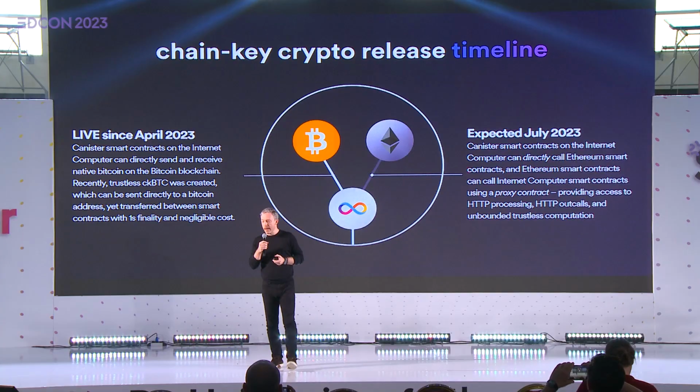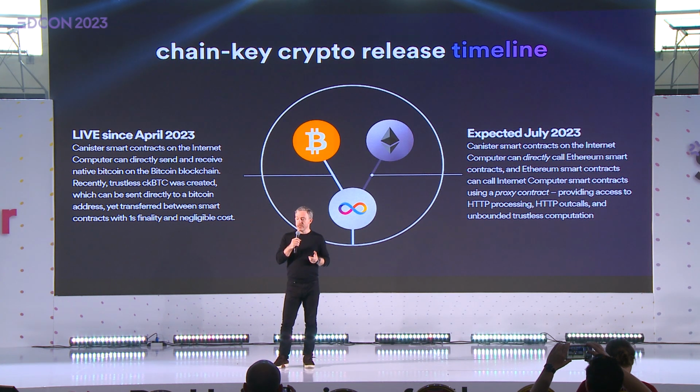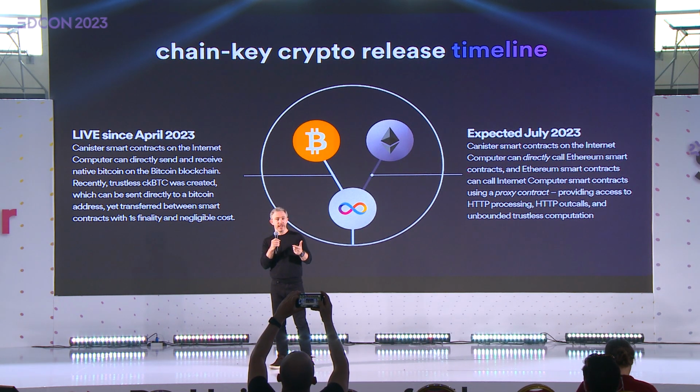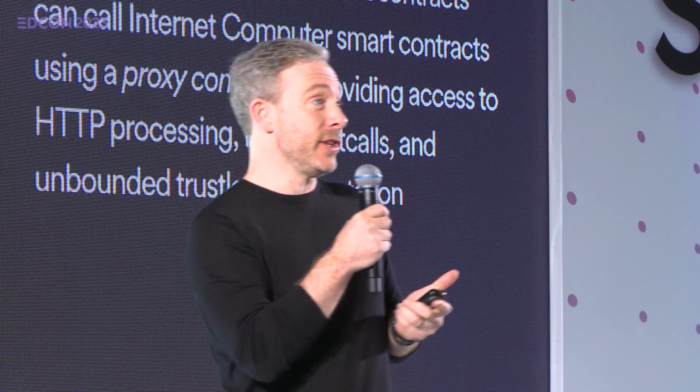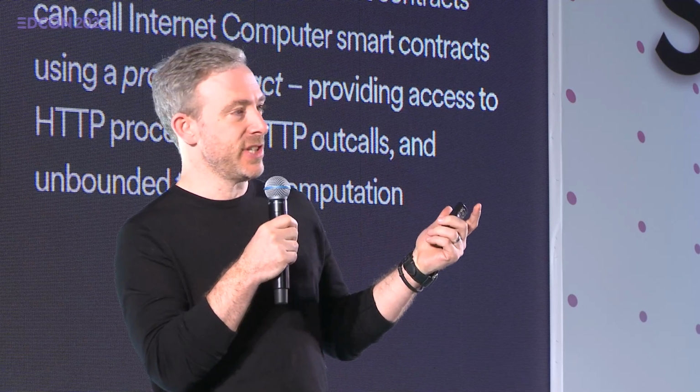All right, so the chain key crypto release timeline. The Internet Computer's integrated at the network level with Bitcoin. Internet Computer nodes speak to Bitcoin nodes, and smart contracts on the Internet Computer are able to create Bitcoin transactions without having private keys. The chain key crypto signs the Bitcoin transactions. Of course, this is hidden behind easy-to-use APIs. You can just say, give me a Bitcoin address, receive Bitcoin, send it.